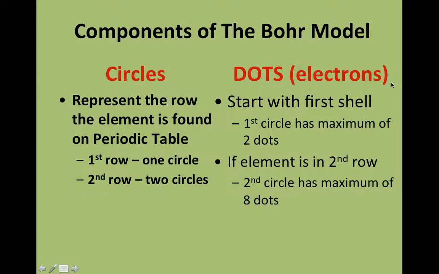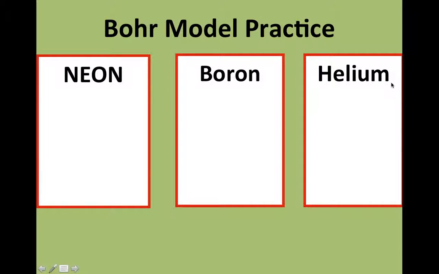All right, let's continue practicing. Let's look at neon. We're going to start with drawing the nucleus. Neon is found in the second row, so we're going to draw 2 rings, 1 and 2. I drew that a little bit better. Neon has an atomic number of 10, so I'm going to write 10 up here to keep it in mind.